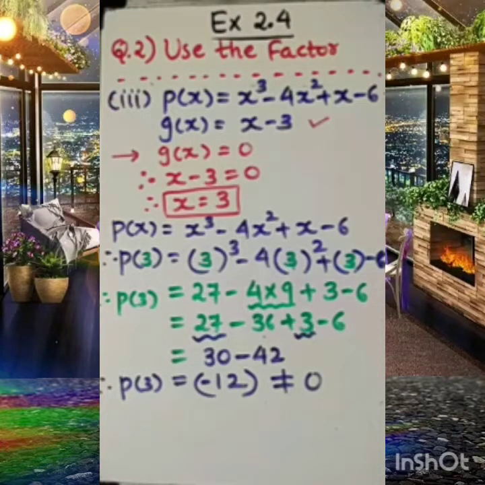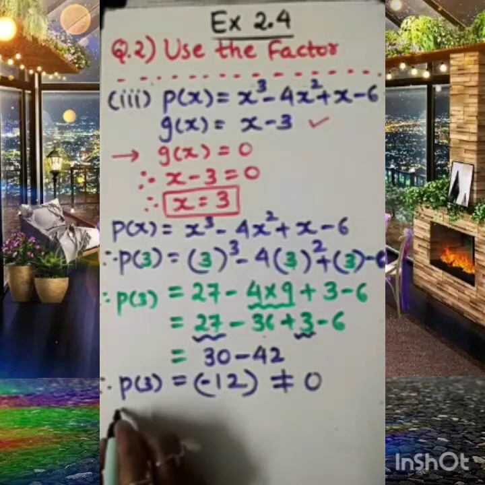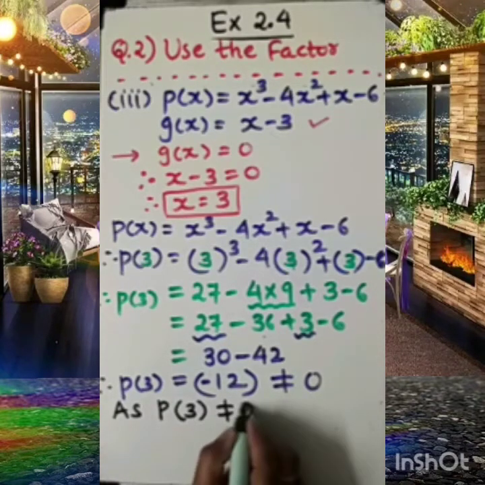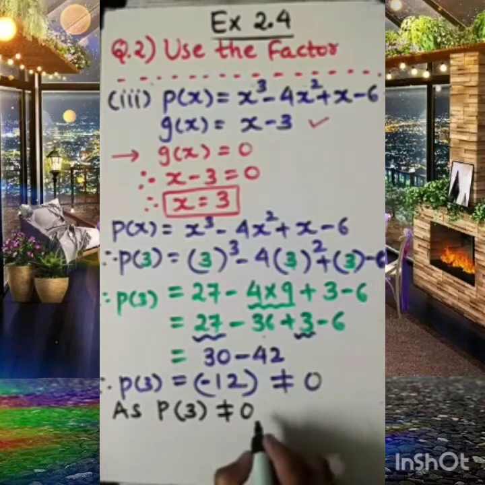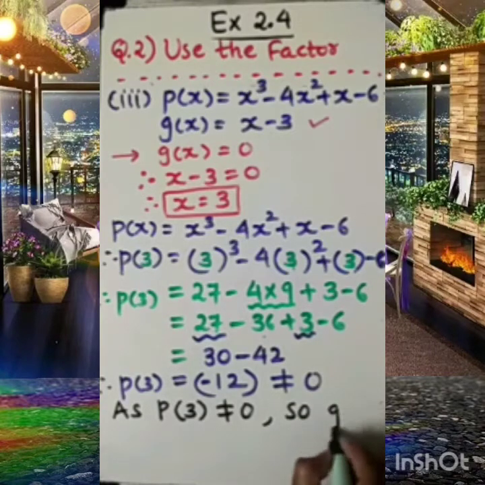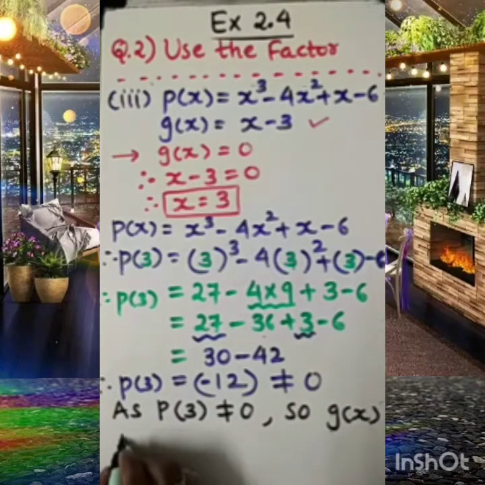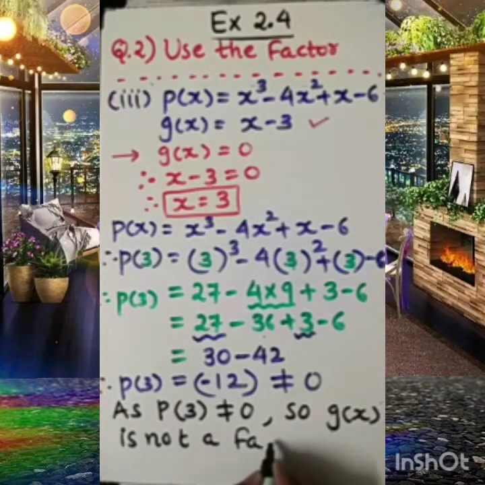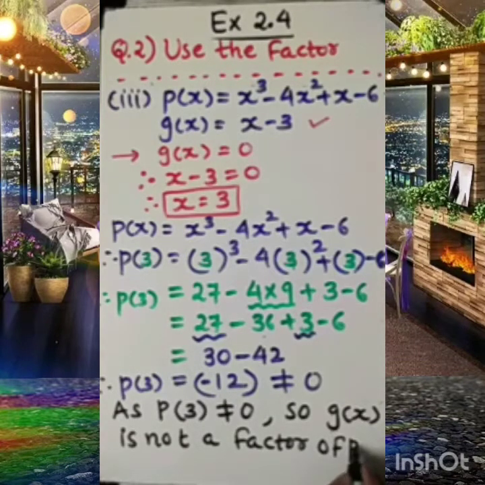So what should we mention in the last? We need to say that as P3 is not equal to 0, therefore G(x) is not a factor. G(x) is not a factor of P(x). This is the complete solution of the third part of question number 2.